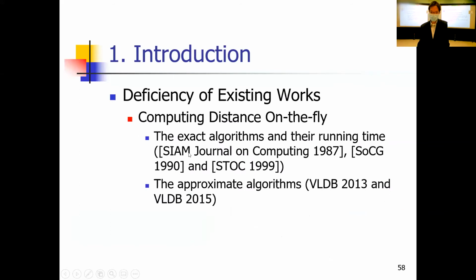And then let's see the deficiency of existing papers. These two works are computing distance on the fly. On the fly means that when given the terrain, they will compute the shortest distance quickly, without doing any pre-processing. Let's see. The exact algorithm's running time is very, very slow. Even the approximate algorithm, which means the algorithm may return some error, is also very slow. They are very slow. I will show the result, how slow they are, later.